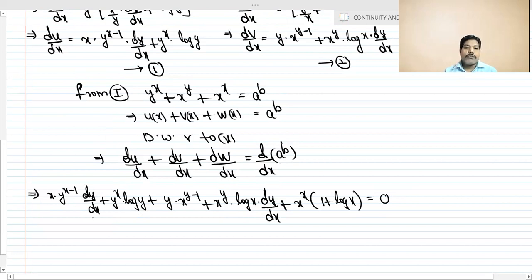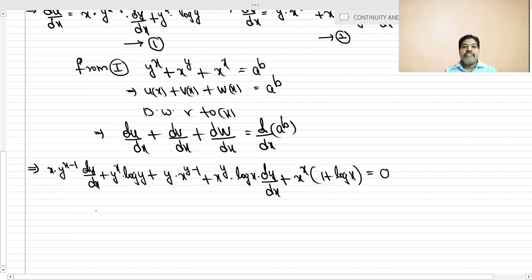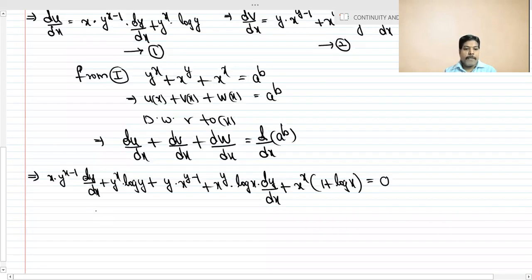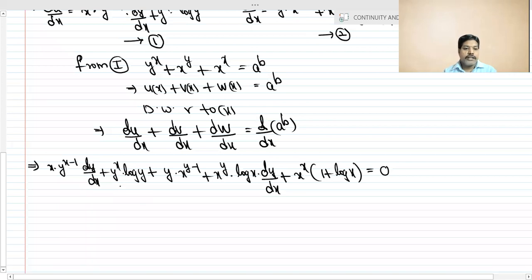So what I told is to take all the dy by dx terms to one side and all the remaining terms to the other side. What are the remaining terms here, students? I will take this one to that side. Here this is one function with dy by dx, and this is also one function with dy by dx.